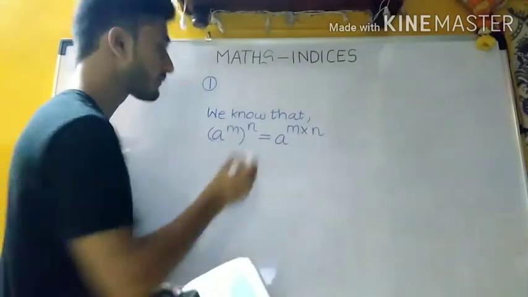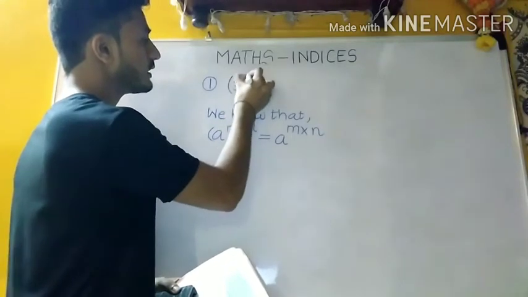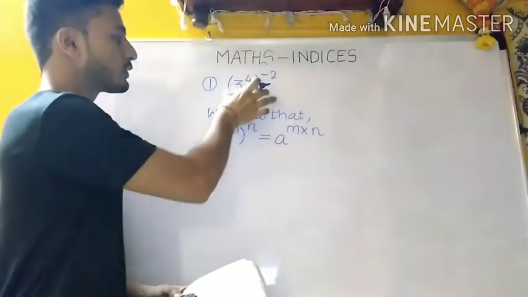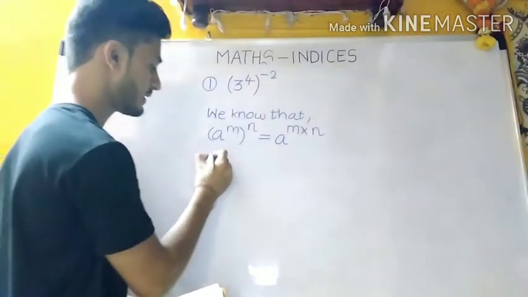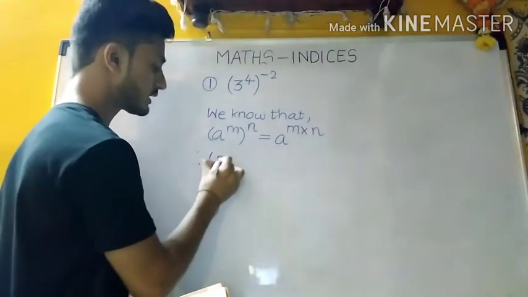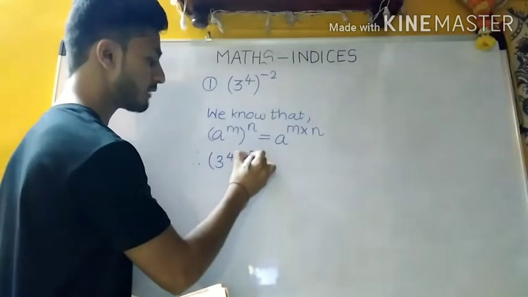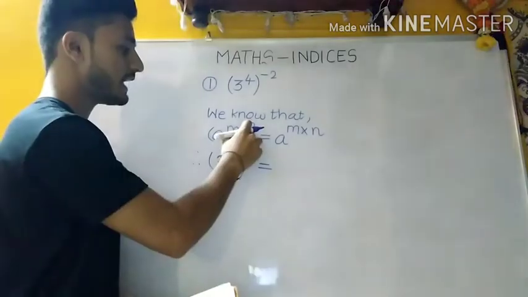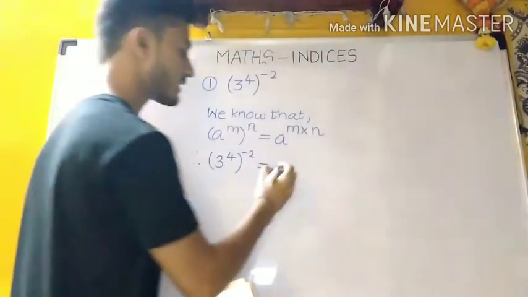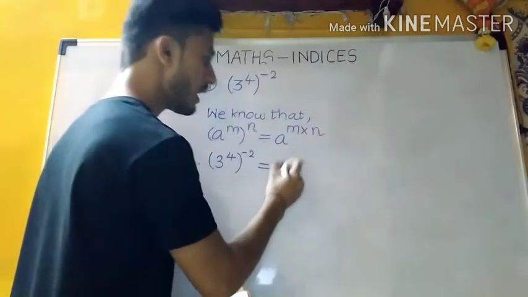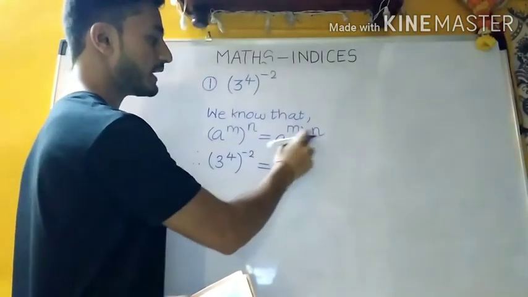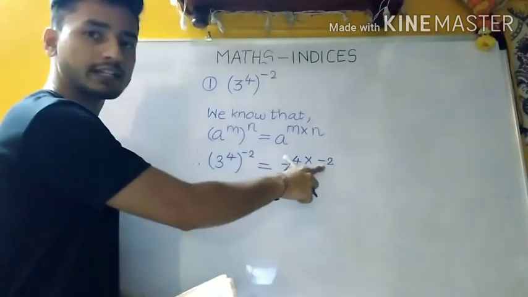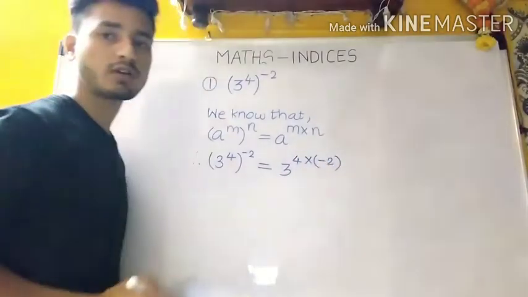The next sum is (3^4) raised to the power minus 2. Okay. Now we are going to write this question in the form of the formula. We get (3^4) raised to the power minus 2. Now here a is 3, m is 4, and n is minus 2. Now the answer we are going to get is a, that is 3 raised to the power m into n. So that is 4 multiplied by minus 2. Now since there is a negative number, I am going to add brackets because it will be easy for us.